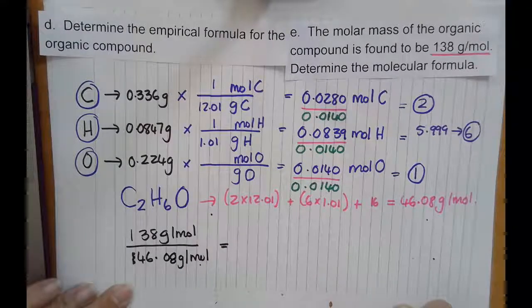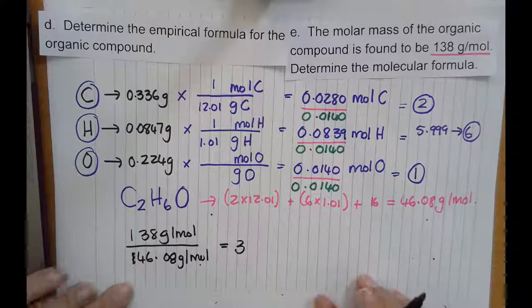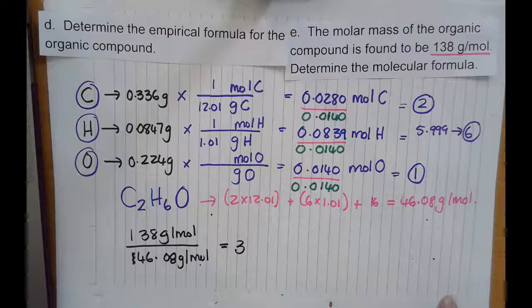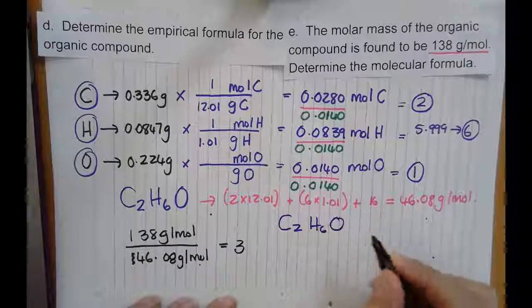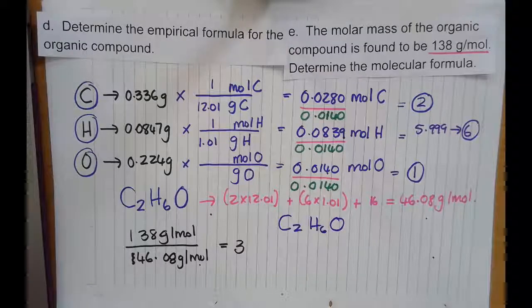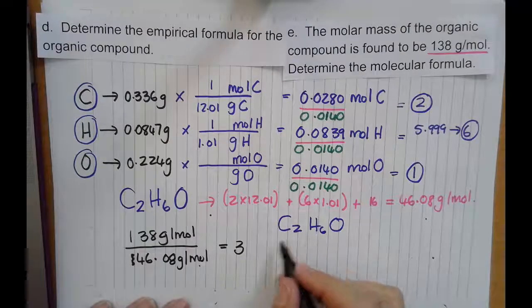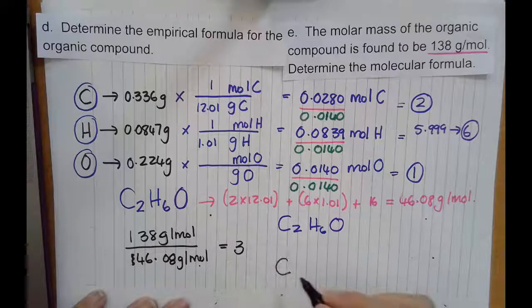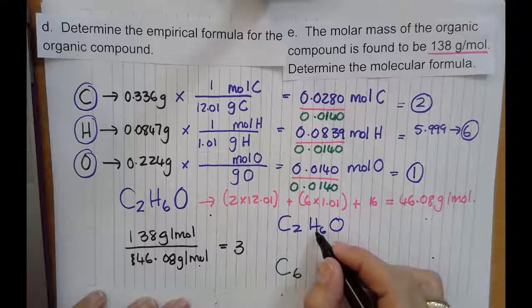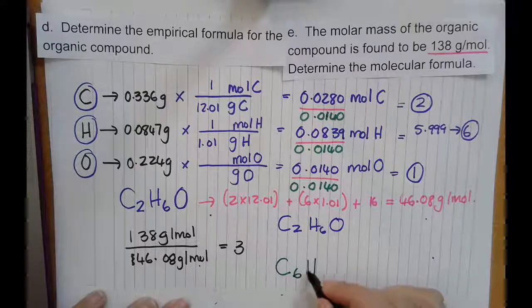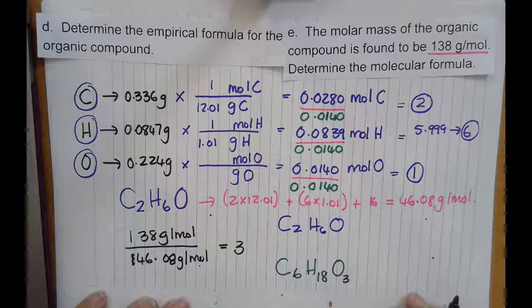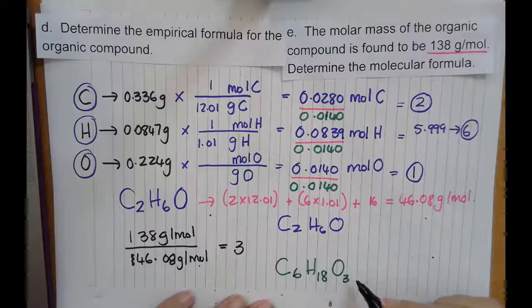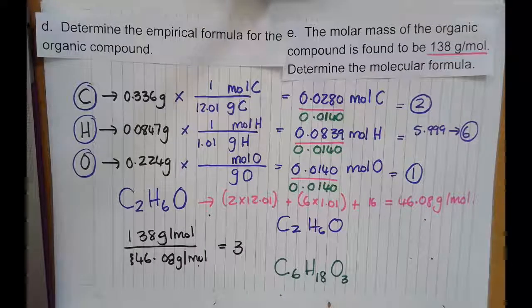I then see that this goes into that value 3 times. So that means that the molecular formula of my original compound is going to be, if I take the empirical formula, I have to multiply everything in that formula by 3. So carbon is going to be 3 times 2, which is 6. Hydrogen is going to be 6 times 3, which gives me 18. And oxygen is going to be 1 times 3, which gives me 3. Right, so now I've answered that last question, which is my molecular formula.